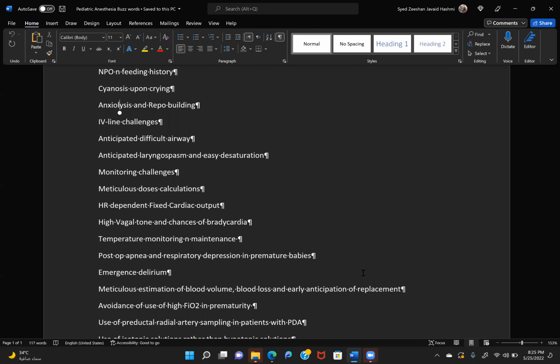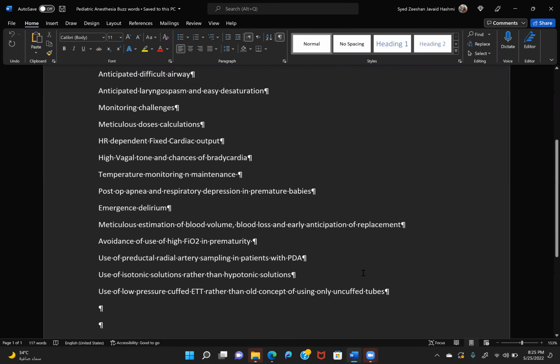Okay. So in addition to the logistic challenges, you have to have the proper size equipment. Then you have to maintain the operation theater temperature. Another important thing is meticulous dose calculation. Okay, because if you use the normal concentration, maybe you can overdose. This is one of the important factors. And then they have altered pharmacokinetics. They have a high volume of distribution, so initial doses may be higher, but because their liver and kidney functions are relatively less mature, you have to decrease the maintenance doses. Okay, so this is another important thing.